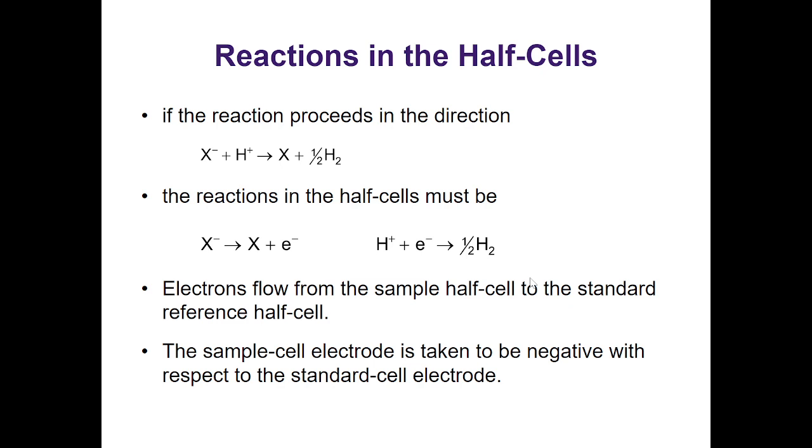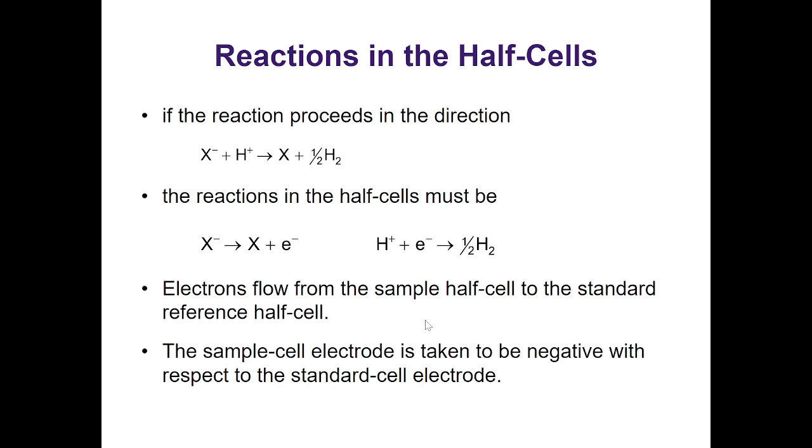So if the reaction proceeds in the direction like so, where we have X minus plus H plus, this gives us the neutral X plus the hydrogen gas. The reactions in the half cell would be these right here, which is the X minus portion losing an electron to the X plus the E minus, which is the electron. And the H plus has the gain in electron, which gives it half of the hydrogen gas, which is neutral. Okay. Anybody have any questions about this so far? Kind of coming back?